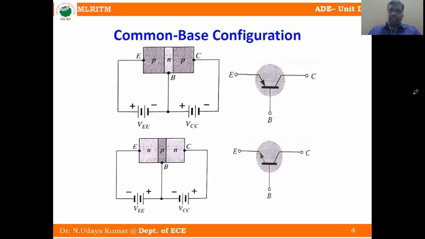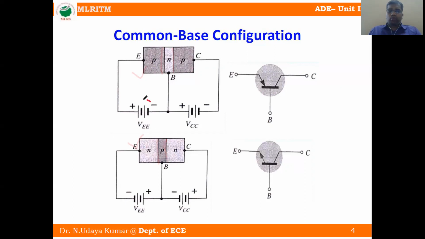What do we mean by common base configuration? The base is common to both the input and output side. Here there are two transistors, one is a PNP transistor and the other one is an NPN transistor. This one is the emitter base junction and this one is the collector base junction. Two junctions in the transistor, and similarly here also the same.